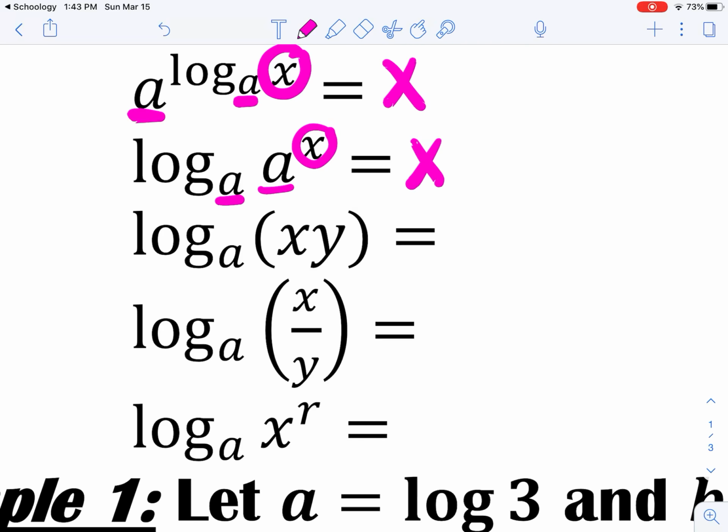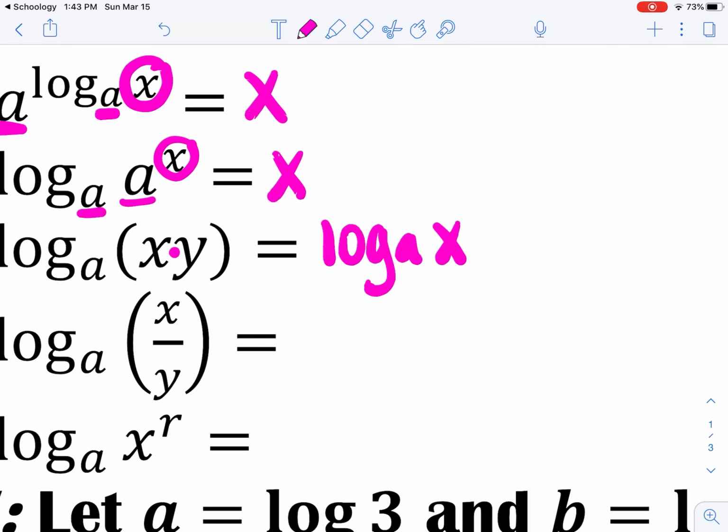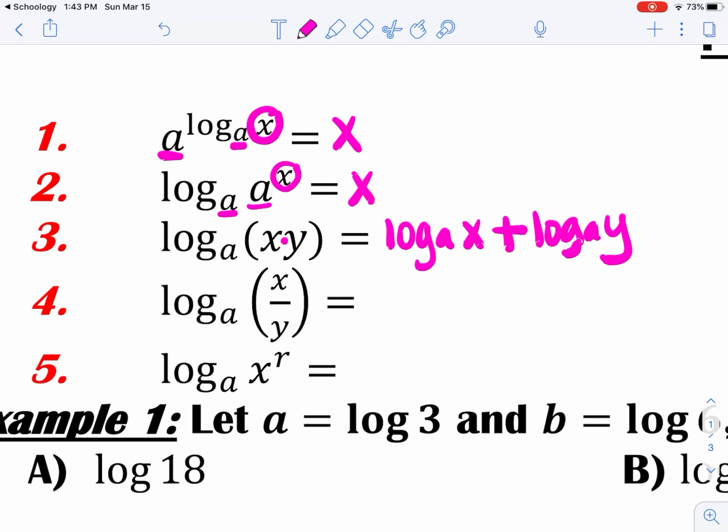All right, the next one is when you have log base a and you have things being multiplied in your argument. You can split it up into two logs where the arguments are being added. So we have log base a of x plus log base a of y. It was one logarithm where the arguments were being multiplied, and I can split it into two logarithms where the arguments are being added.